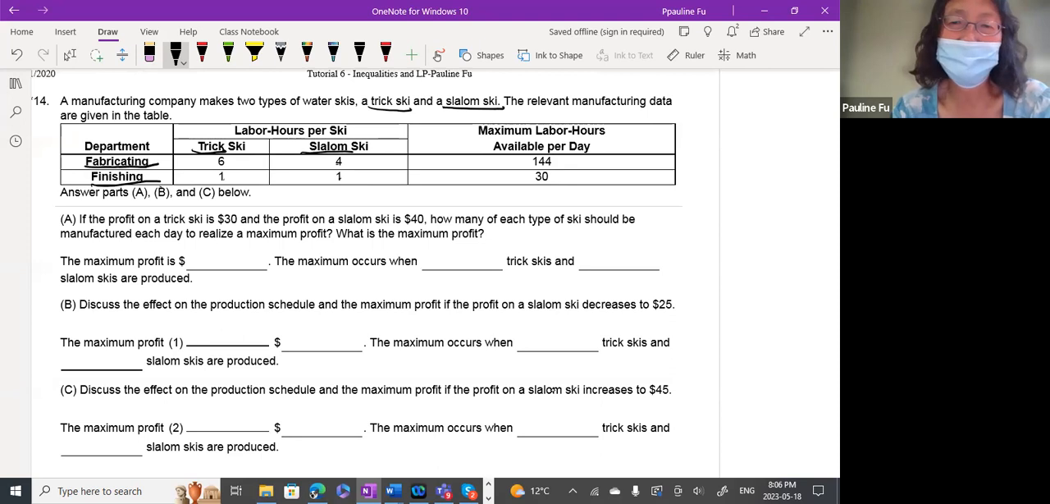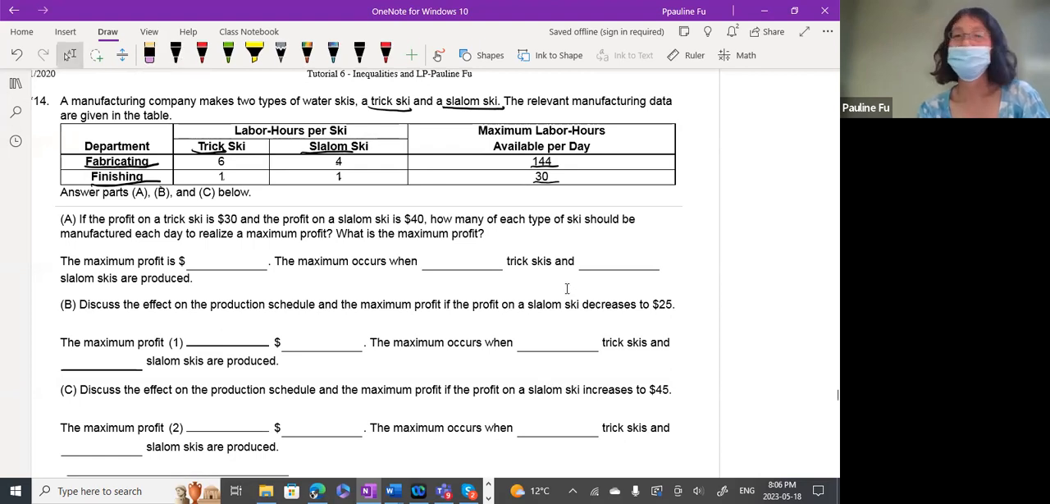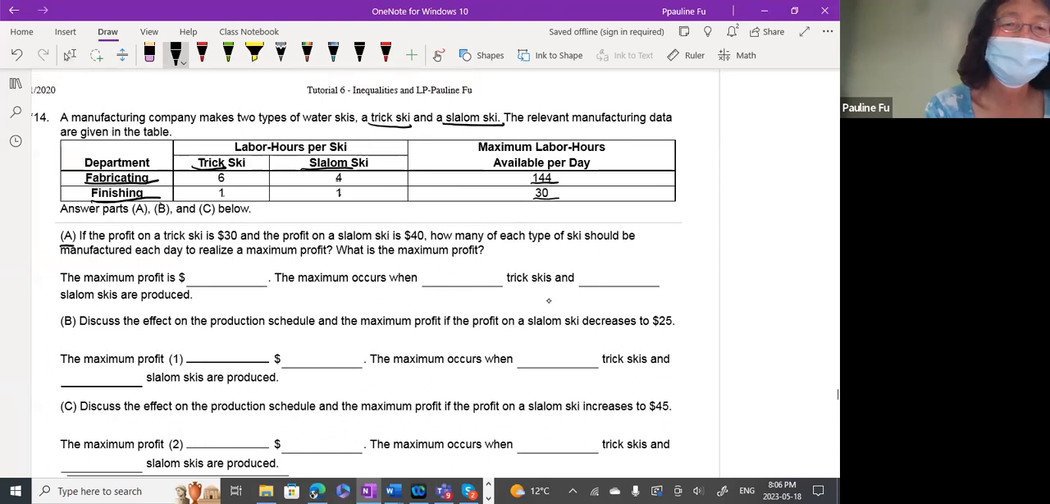The maximum fabricating hours is 144. The maximum finishing hours is 30. Questions, what is given? Then what is the question? Question A: if the profit for a trick ski is $30 and for a slalom ski is $40, how many of each type of ski should be produced to maximize profit?